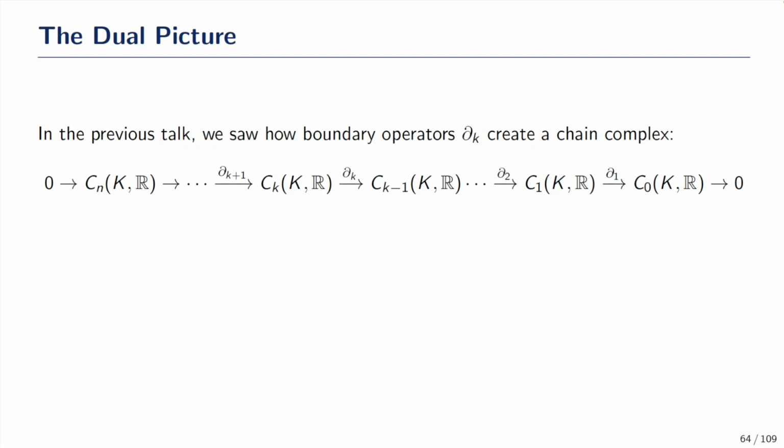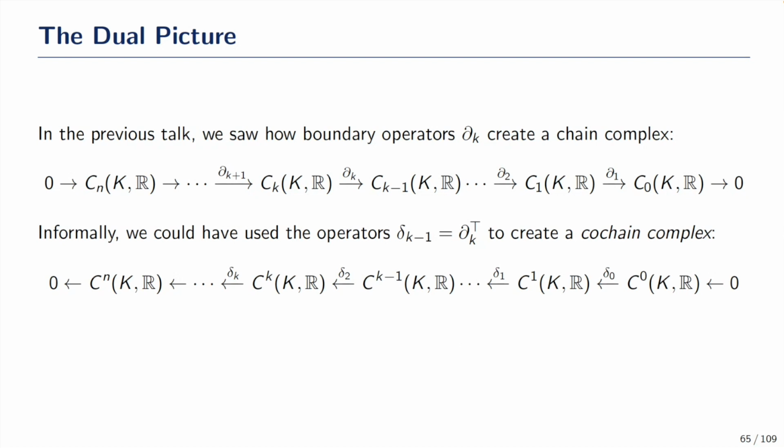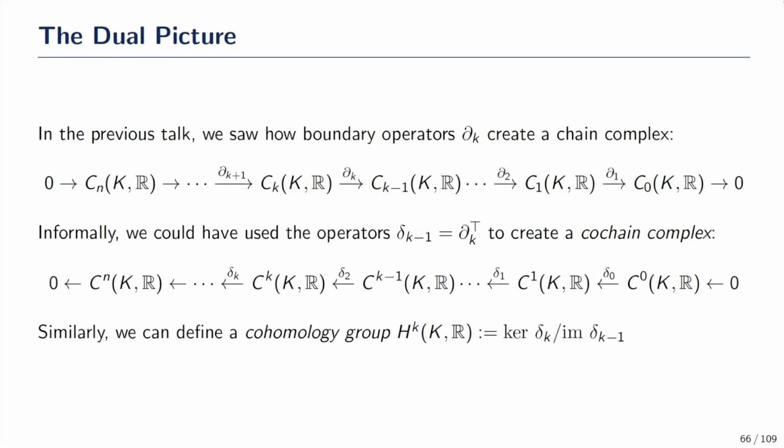Okay, so in the previous talk, we saw this sort of picture that we call chain complexes, where we have boundary operators going that way. Now, there were some reasons I chose the first one for educational purposes, but there's a dual picture. We could have taken the transpose of the boundary operator, informally speaking, and then you could go the other way around, right? So instead of taking these boundaries, you would have these things called co-boundaries that go the other way around.